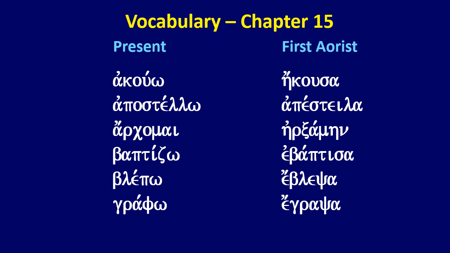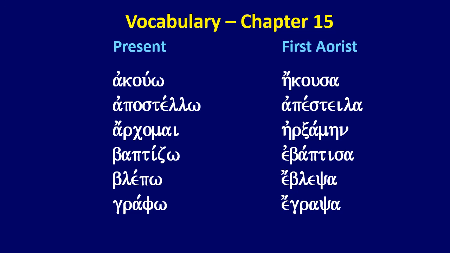Going down to the second word in the list, the word is apostello, which means I send. You'll notice that when it comes to the first aorist spelling of that same word, apestela, we've got some serious change going on here. The omicron has changed to an epsilon, and the stem has changed from a singular epsilon to an epsilon iota diphthong. Instead of 2 lambdas, 1 lambda has dropped out. And of course, the ending changes from omega to alpha. So some serious change there.